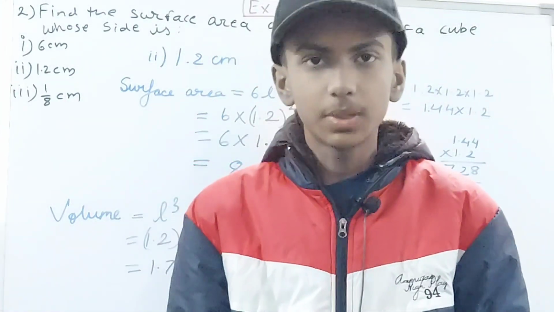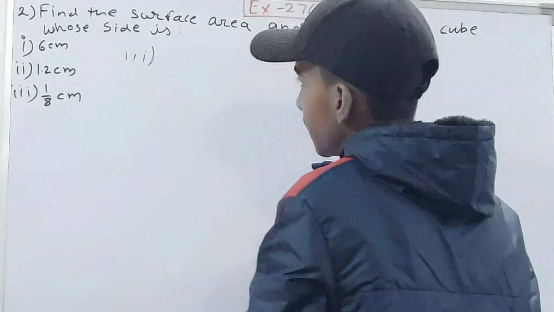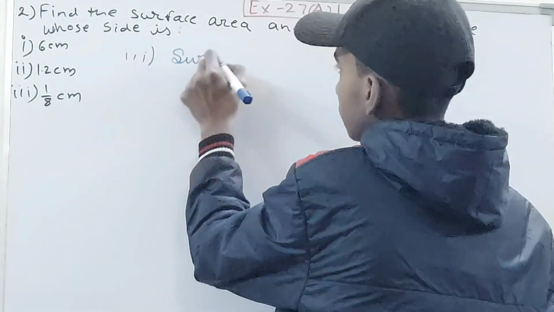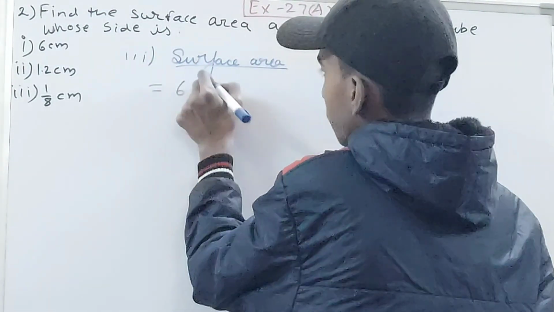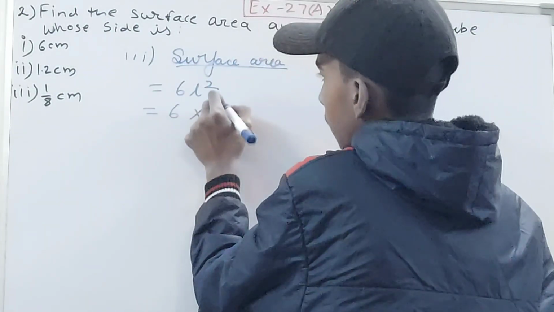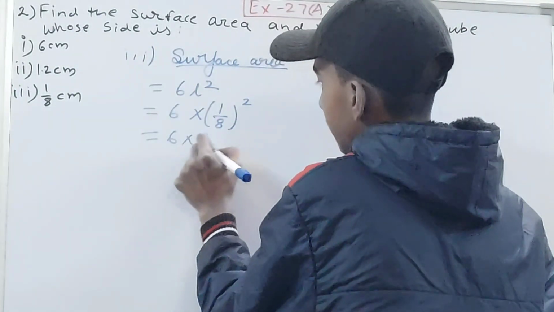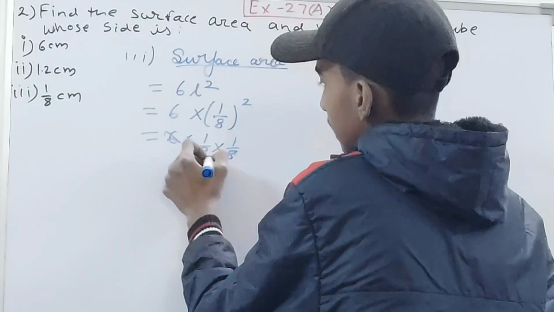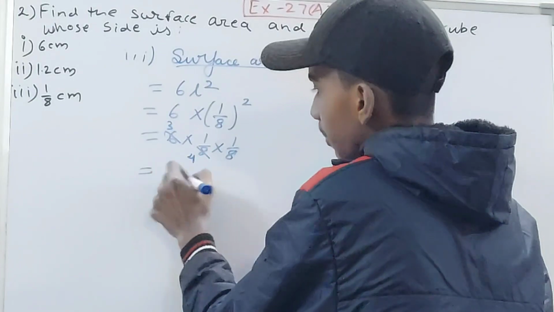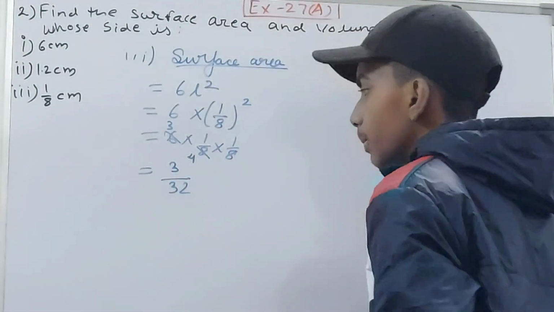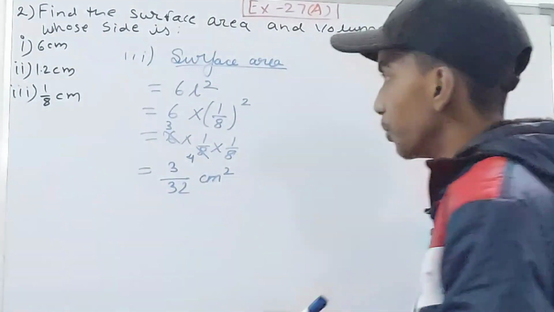Now let's move on to the next part. Now the third part, and here we have 1 by 8 centimeters. So surface area will be 6L squared, that's 6 into 1 by 8 squared. So 6 into 1 by 8 into 1 by 8. Cancel this, 3, this will go 4 times, nothing else can be cancelled. So 3 upon 8 into 4, 32. 3 upon 32 square centimeters is the surface area of this cube.